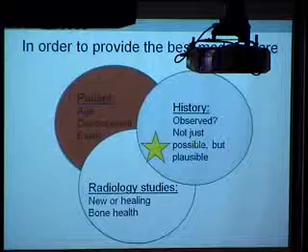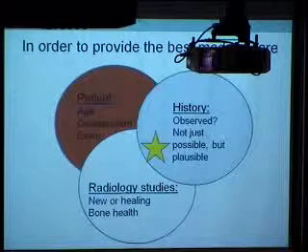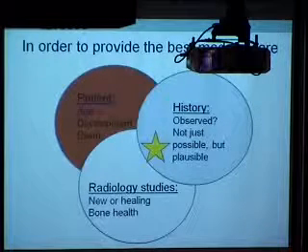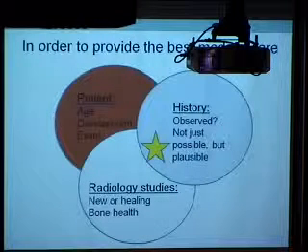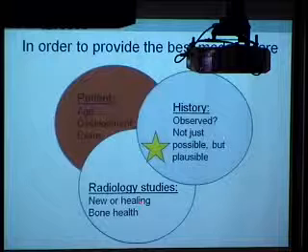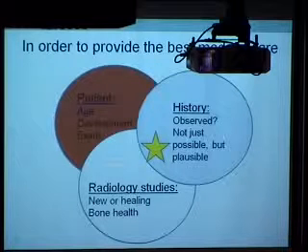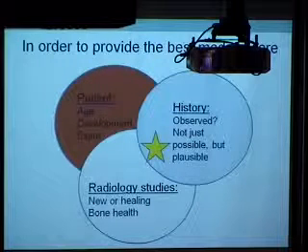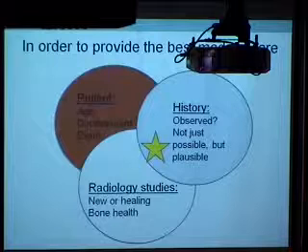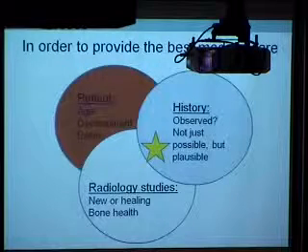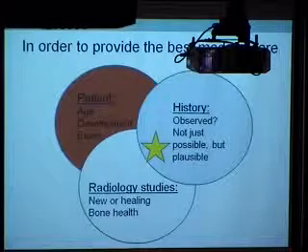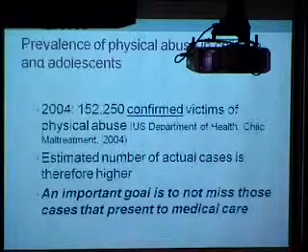And people talk in the literature about understanding all of this together, not just what's possible with the patient and the injuries, but what's plausible, what actually makes sense. And then tying all these things together, we need to understand our radiologic studies, what they're telling us about the patient's health, and the type of injury that they've had. So somewhere you want to be in the middle here, taking all these things together.